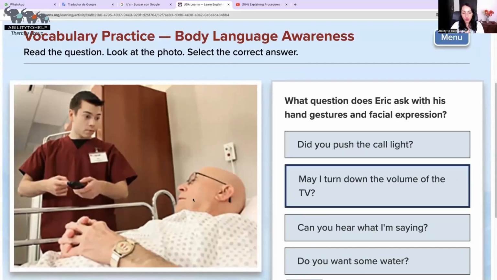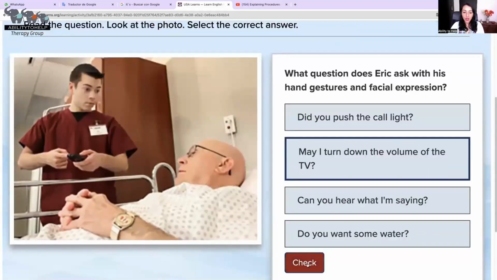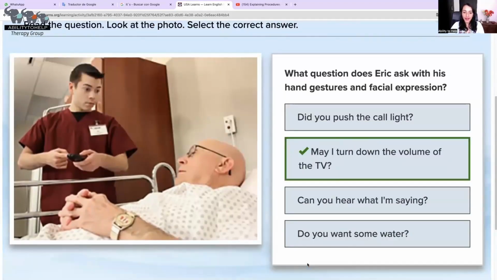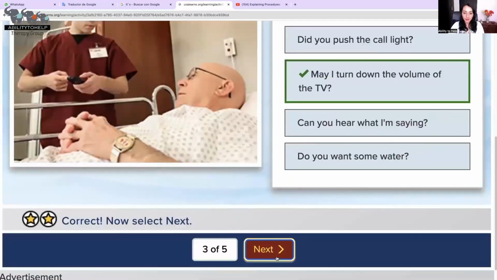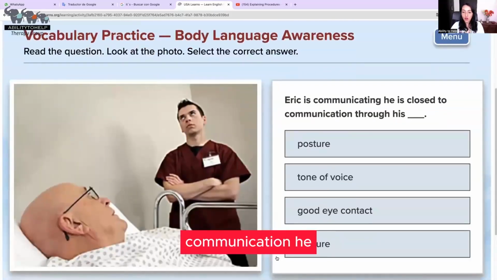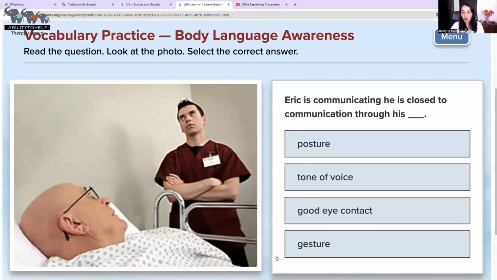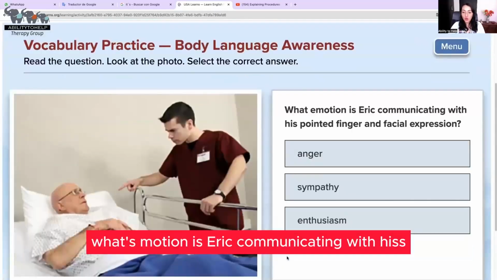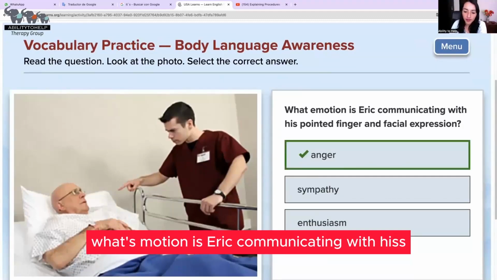I think, may I turn, because he has the control into his hands. So that's why I think it's the second one. Eric is communicating through his posture, tone of voice, good eye contact, gesture. What emotion is Eric communicating with his pointed finger and facial expression? Anger, sympathy, or enthusiasm? Anger.